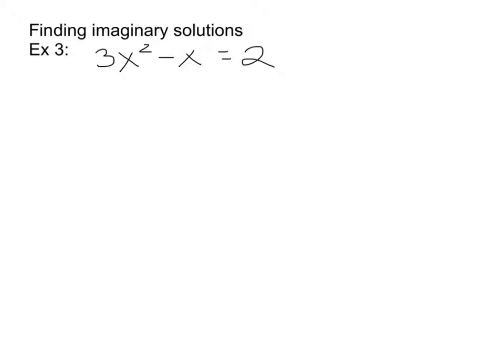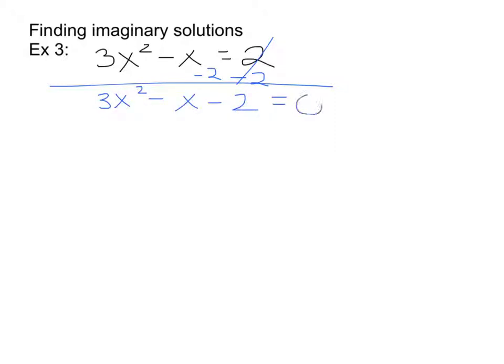Hopefully you notice example 3 is very different from examples 1 and 2, because now you have an x squared term and an x term. The first thing you need to do is get it equal to 0 so we can start solving. That gives me 3x squared minus x minus 2 equals 0. You could try to factor this, complete the square, or use the quadratic formula, and I would highly recommend using the quadratic formula.